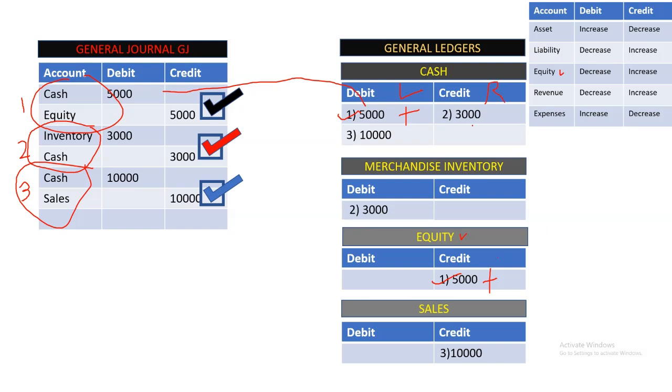Then the second one is 3,000 worth of inventory, and the cash decreased because of course we paid cash and purchased inventory worth 3,000. Both are assets. And then the last one, we sold it for 10,000 and we received cash. That is why we debited it, and it's an increase. And of course, the sales is an increase. This is a nominal account, as we shall see later. So let's proceed.